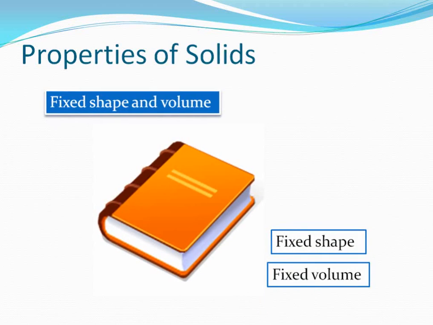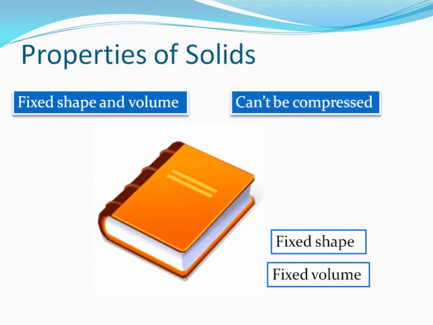Solids have another important property. They can't be compressed. So if you try to press this book down, press it hard, you'll still see that there's hardly any compression in the book. The book does not become thinner. It still stays the same book with the same fixed shape. So these are two important properties of solids. Solids have a fixed shape and volume and they can't be compressed.